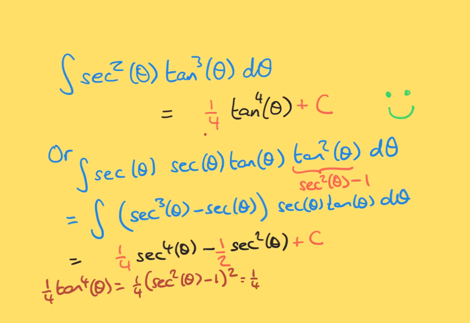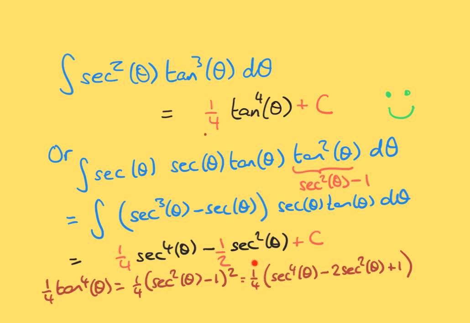We have a quarter, open brackets, and when we square this, we're going to get sec squared theta squared. So that's sec to the fourth of theta. Perfect. That's the term we have here, a quarter sec to the fourth of theta. We're going to get the cross terms, and they're going to be multiplied by 2. So we're going to get minus 2 sec squared theta. And then we're going to get plus 1. And that is, of course, a constant.